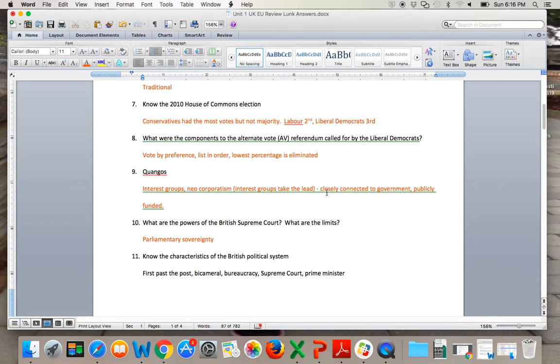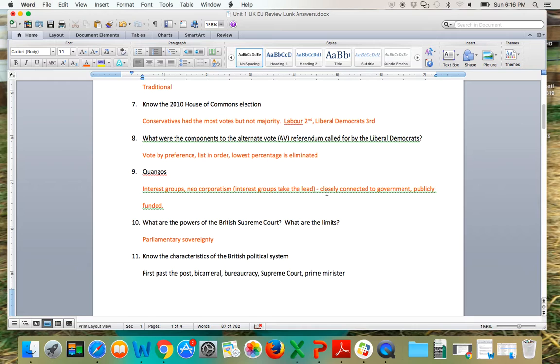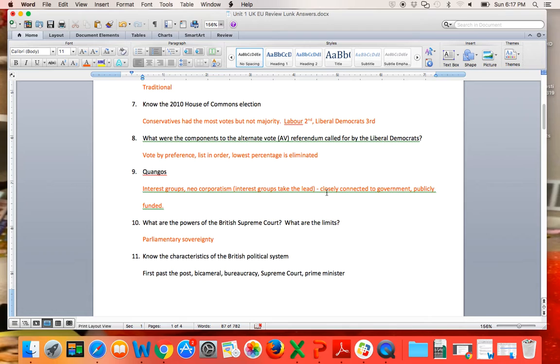Quangos, interest groups: this is the idea of neo-corporatism, where interest groups are taking the lead to create public policy. They're closely connected to the government, usually created by acts of Parliament and publicly funded.